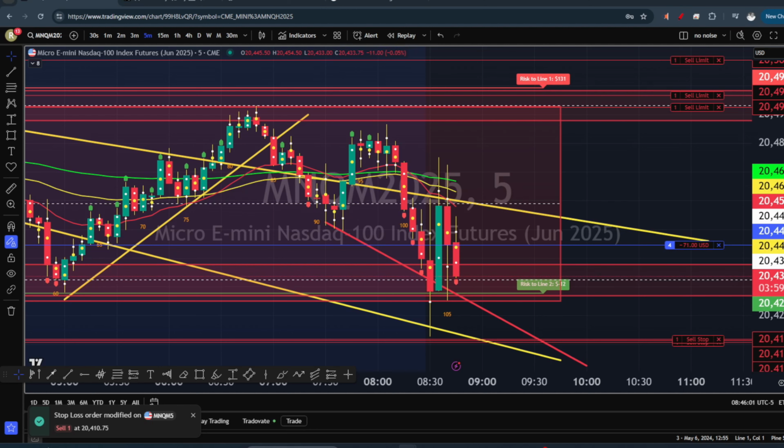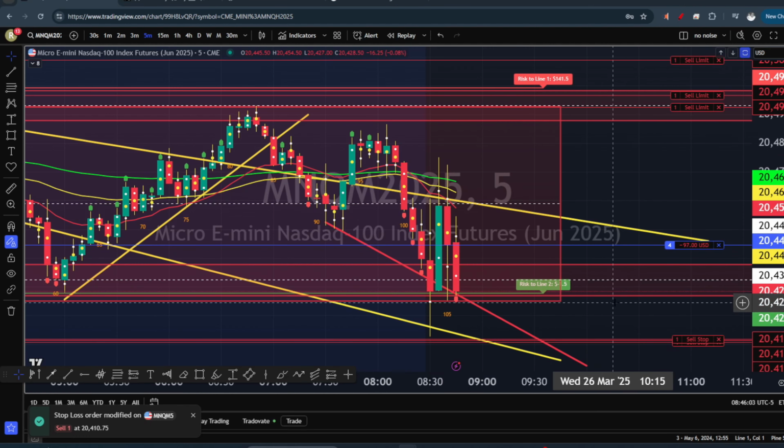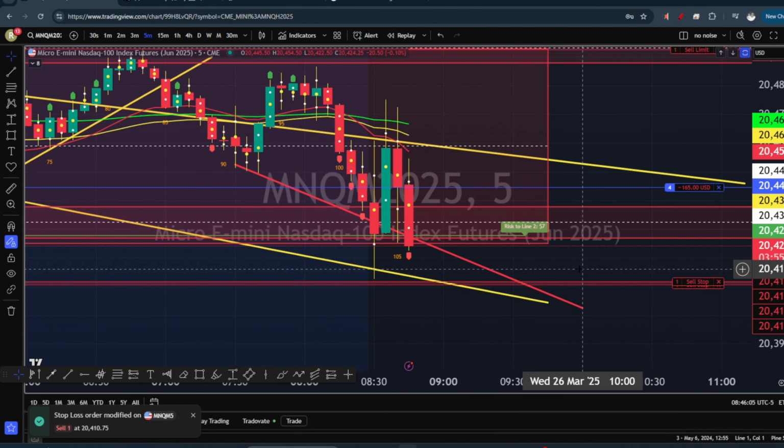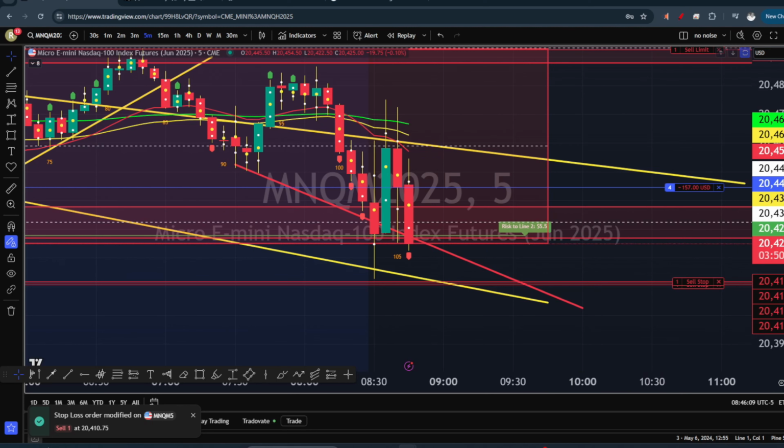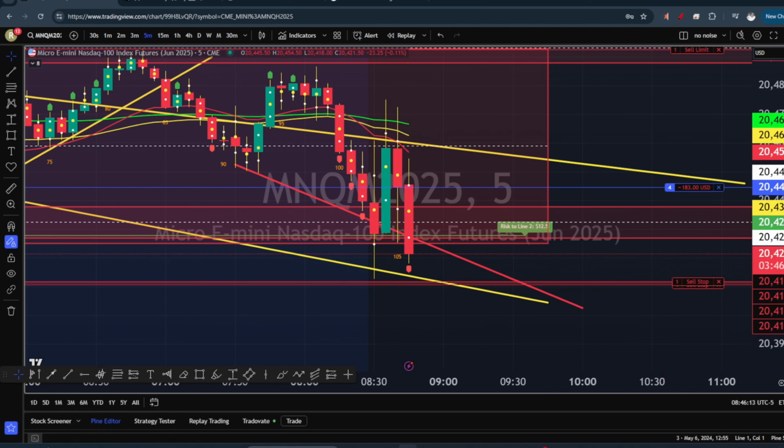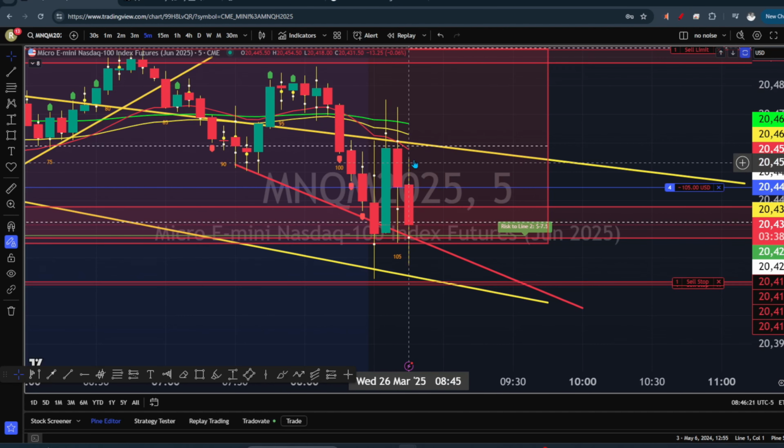So bears are thinking if we can get below this low here, there's going to be a lot of buy orders, or buy stops down there, that we can trigger. So that's what they're trying to do now. They're trying to get below this low and take these stops. And bulls are trying their best to prevent that from happening. But looking more bearish than bullish.